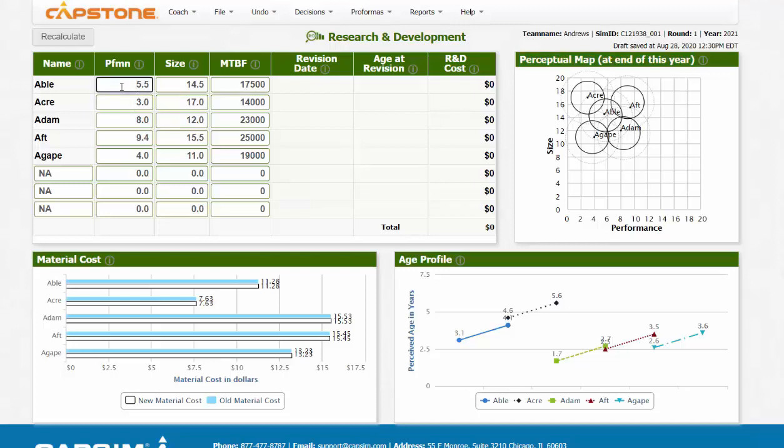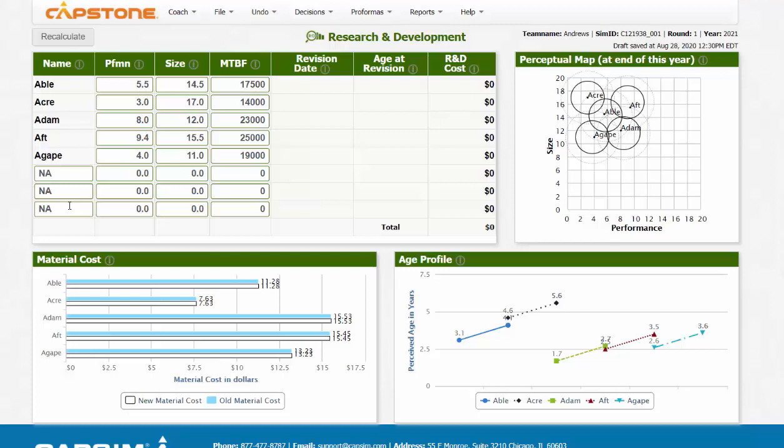Now, the first area is where you will redesign your current products and design new products. For your existing products, you are able to redesign them by changing their performance, size, or reliability. Okay, their MTBF, mean time before failure. Please also note that there are 3 empty spaces. This means that you can create up to 3 brand new products for your company. You should make decisions regarding the performance, size, and MTBF of your products based on what your market segments value. And you can find this information in the Capstone Courier.